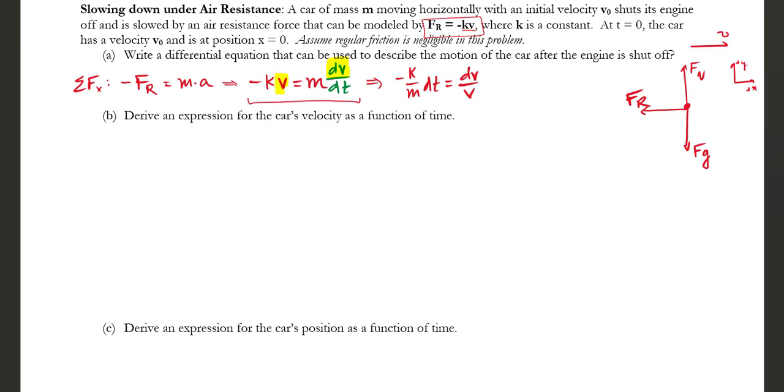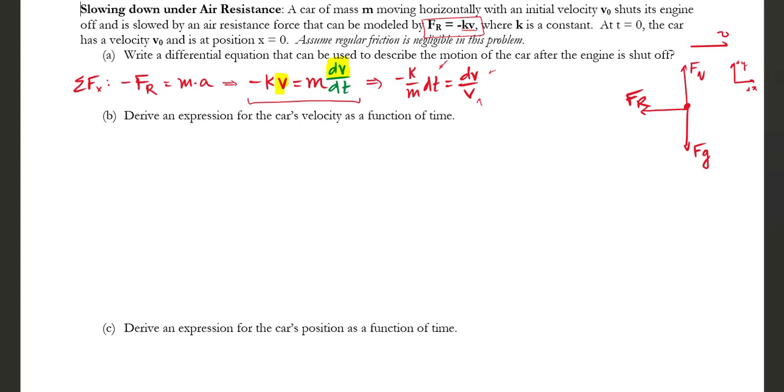Now we want to derive an expression for the car's velocity as a function of time. This is where it gets a little bit difficult, because we notice that we do have a velocity term down here, but we also have the dv term in here, and we have a dt term over here. We want to just get velocity as a function of time. To do this, we have to take an integral.